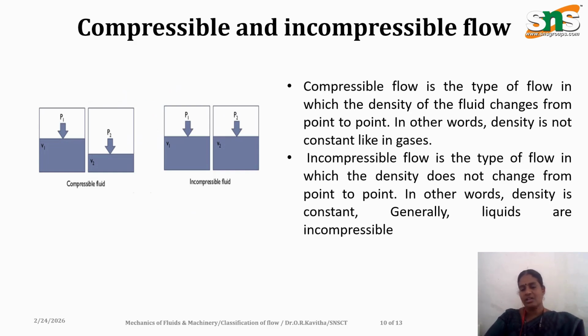Next, an interesting phenomenon is compressible and incompressible flow. If I take compressible flow and find the density at different points, it will change from point to point. The best example is a gas, like the LPG gas we use for cooking. The density is not constant, it may vary from point to point. Therefore, whenever I apply pressure, the density will increase.